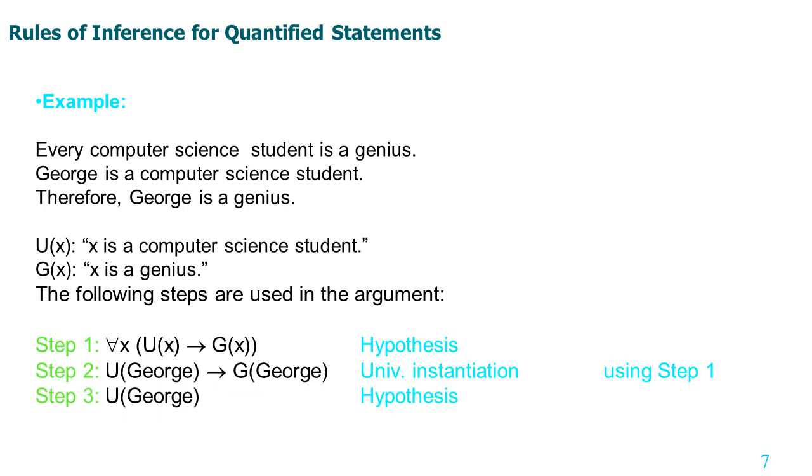And then U(George) means George is a computer science student. Now the conclusion is G(George), meaning George is a genius, using modus ponens from steps 2 and 3. This is true and this is also true. The conclusion is George is a genius student.